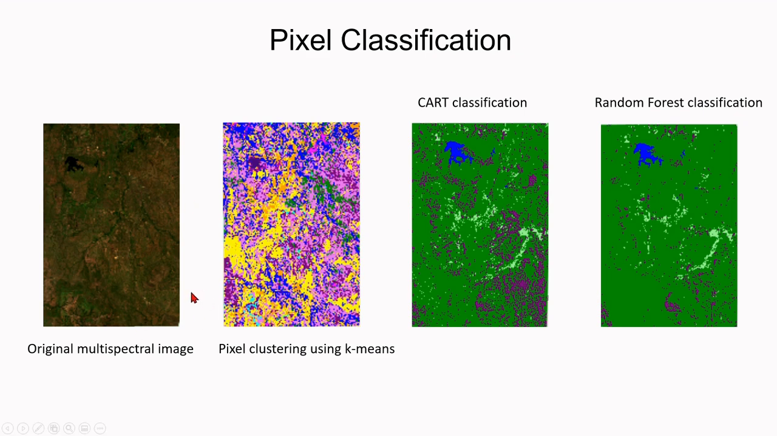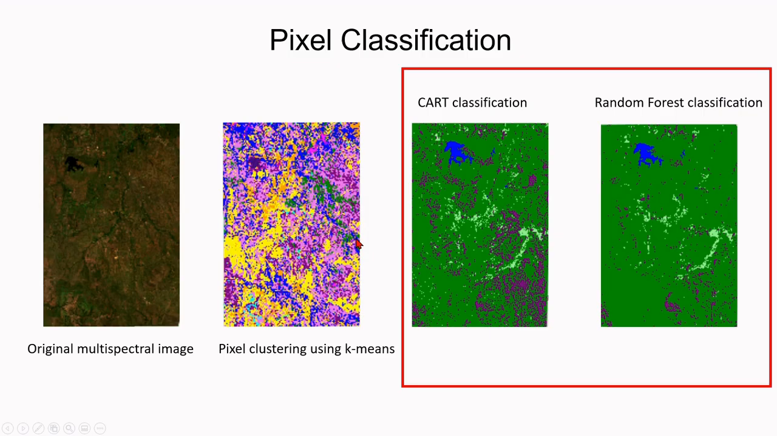Last time we looked at clustering, where you are given an original image and you let the computer cluster the pixels into homogeneous units that we call clusters, and we explored k-means clustering to do that. This was the result, and today we're going to build on it, taking this same image, but following supervised classification methods. We are going to use the CART classification, the classification and regression tree algorithm, and we are going to produce something like this.